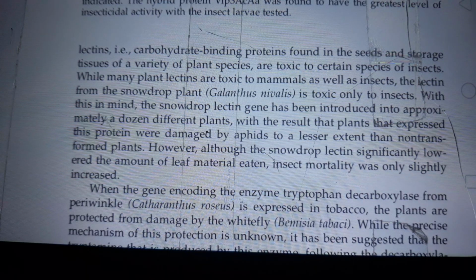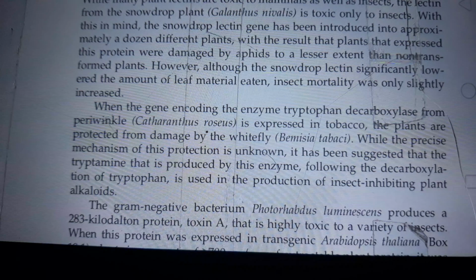The lectin from the snowdrop plant Galanthus nivalis is toxic only to insects. With this in mind, the snowdrop lectin gene has been introduced into approximately a dozen different plants, with the result that the plants that express this protein were damaged by aphids to a lesser extent than non-transformed plants. However, although the snowdrop lectin significantly lowered the amount of leaf material eaten, insect mortality was only slightly increased.